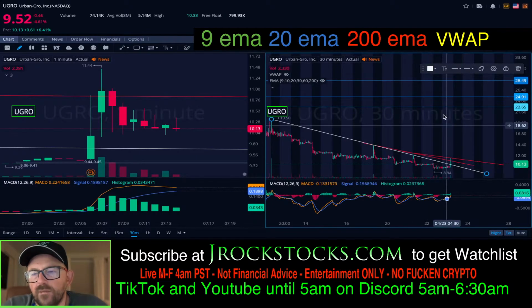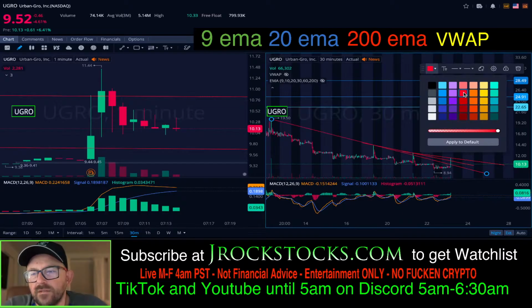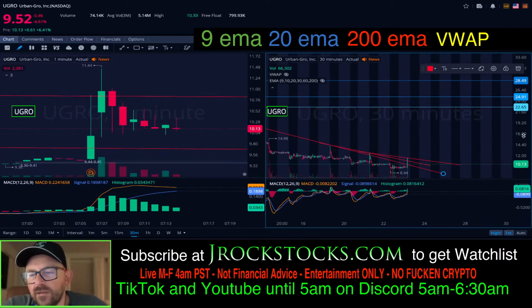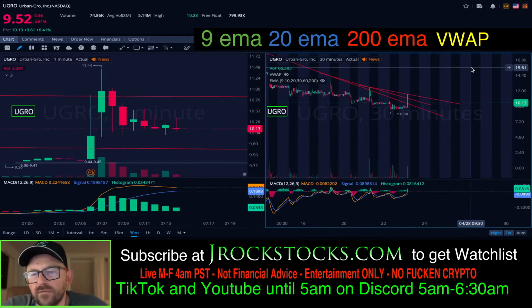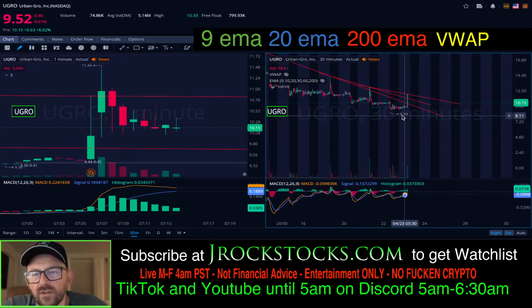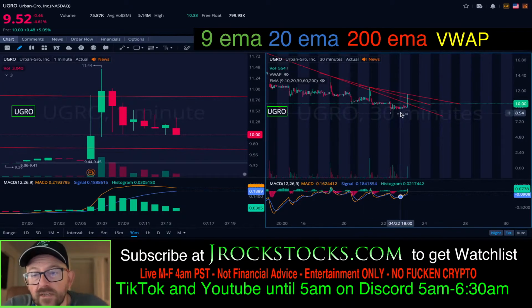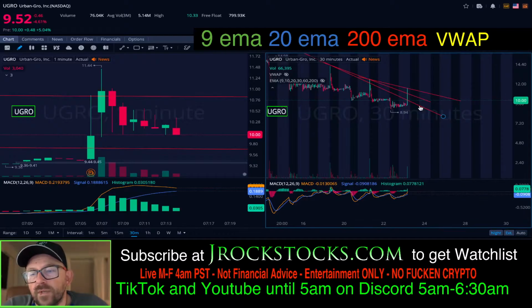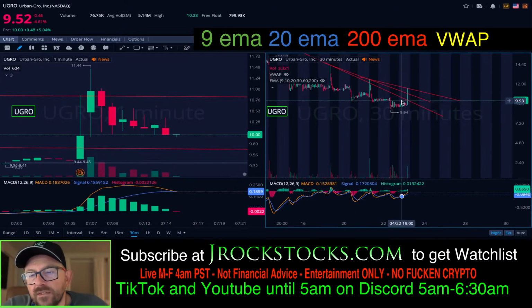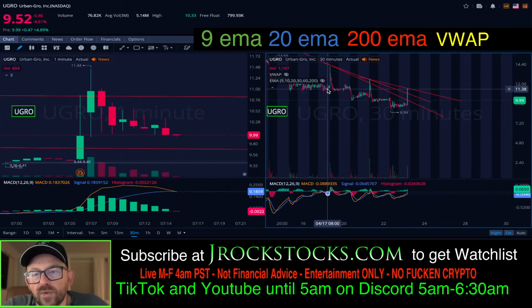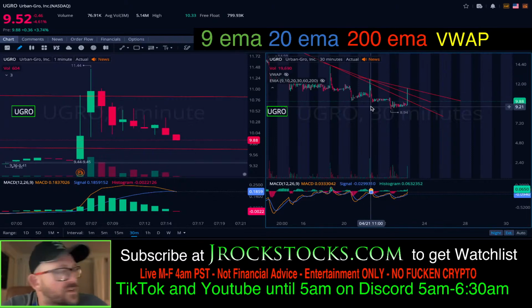Now, I'll be honest with you, this is more of a swing play strategy that I've used forever. But that's what it looks like right there. So this kind of gives you a better idea on a 30 what's going on. You can see it's trending down, consistently trending down with breakouts. And if you look where they break out, it breaks out pre-market or just as market opens.